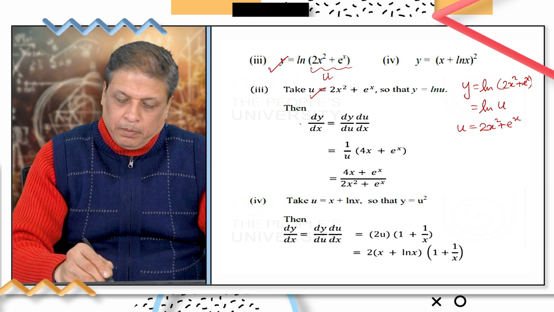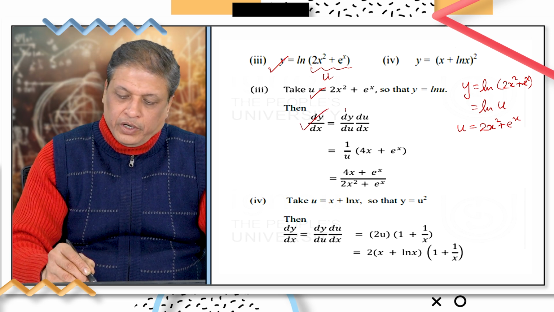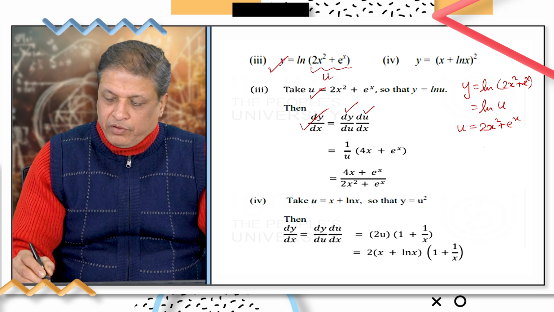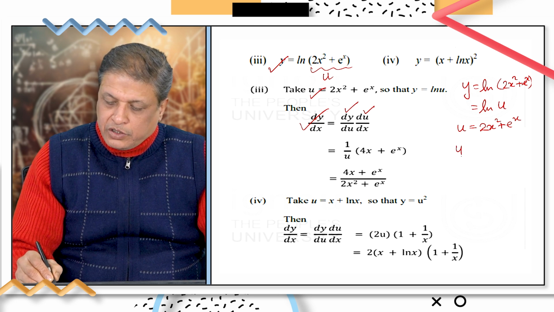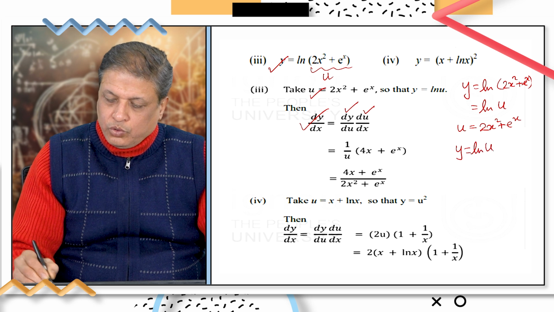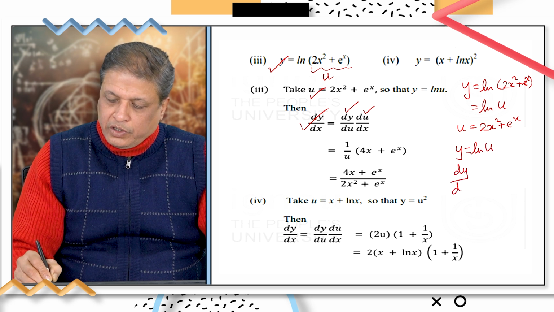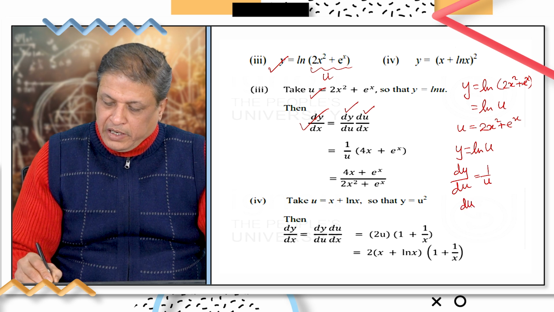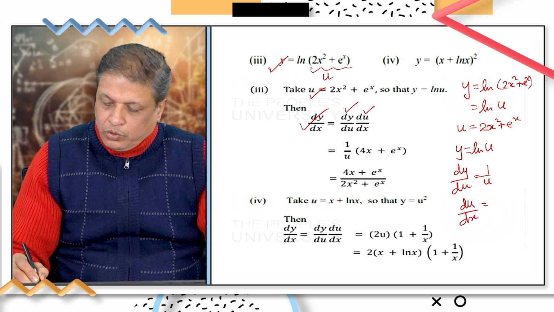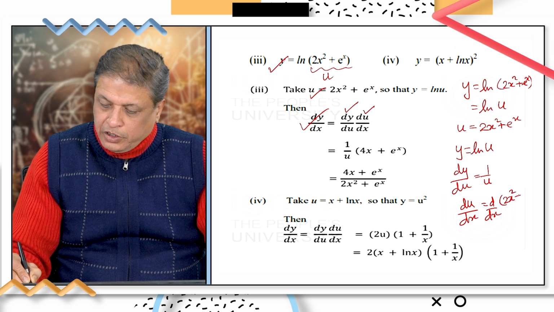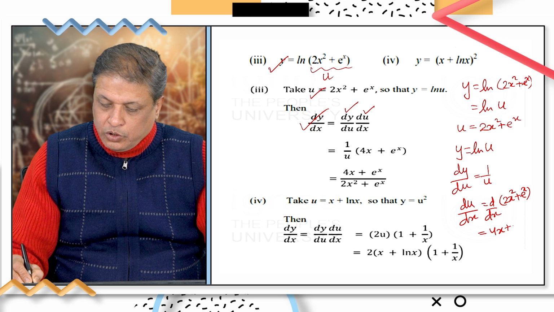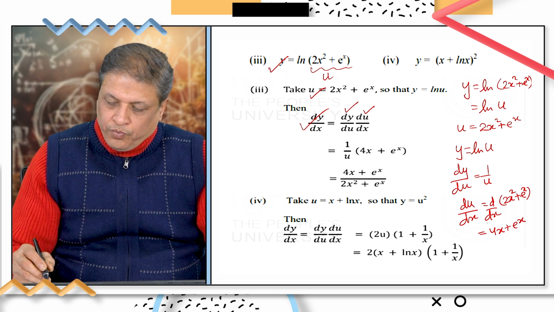Now applying the chain rule, we need to calculate dy by du and du by dx. So dy by du, that is y is equal to natural logarithm of u, will turn out to be 1 by u, and du by dx will be equal to d/dx of 2x square plus e to the power x. So that turns out to be 4x plus e to the power x.